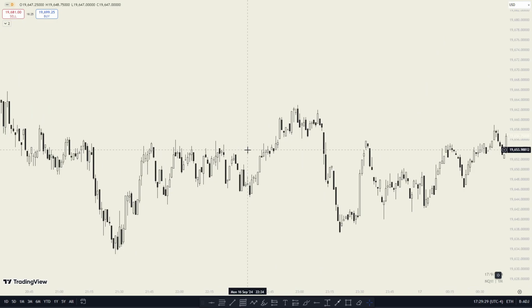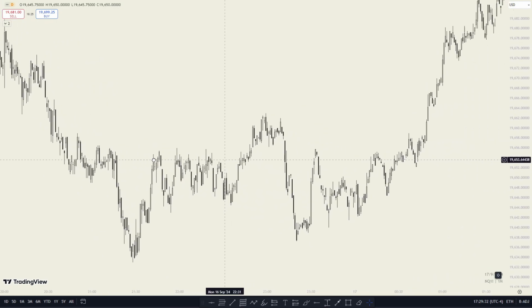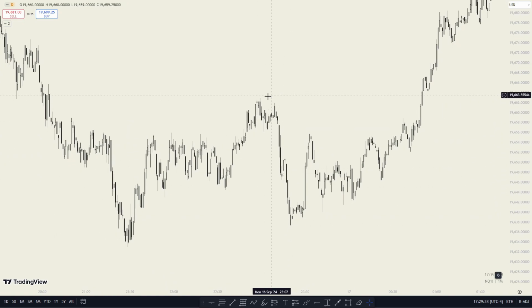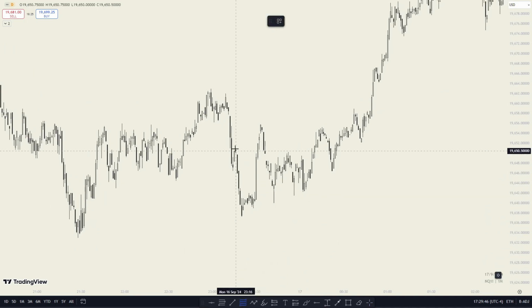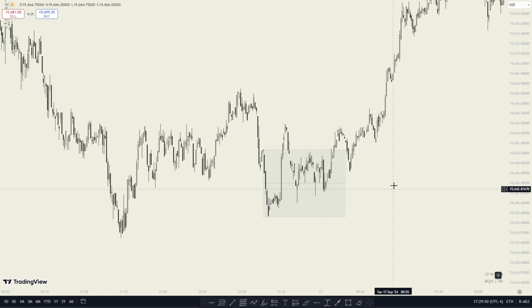Here is another example. We accumulated, manipulated to the upside, distributed lower, but this was like primary manipulation. The secondary and the main one was here. Here we created a flip, and you could have participated in this price action around here.